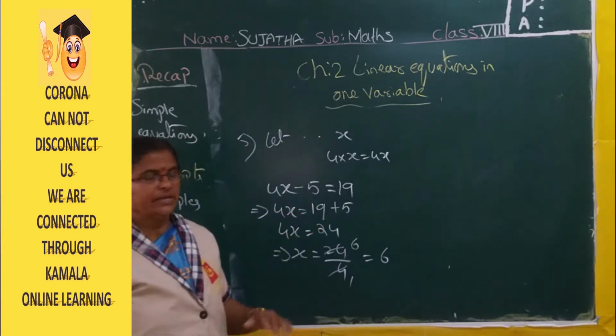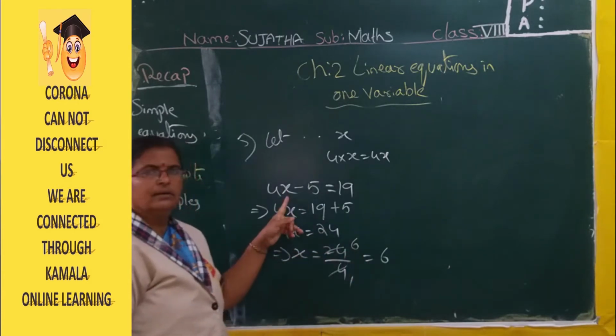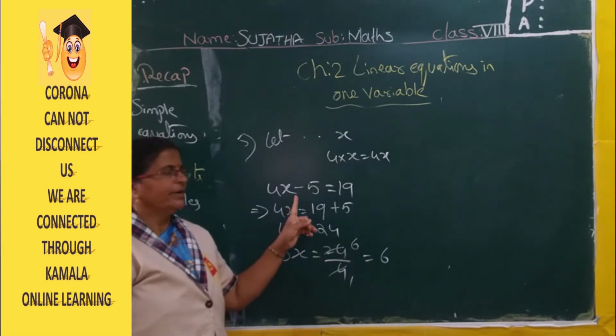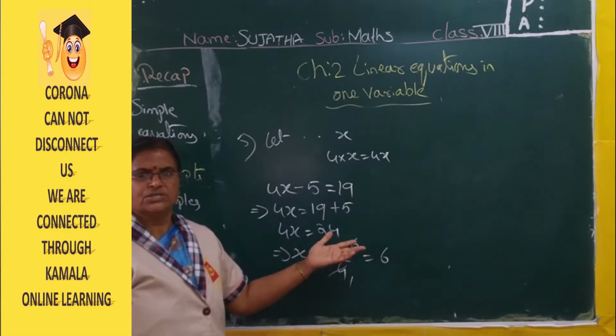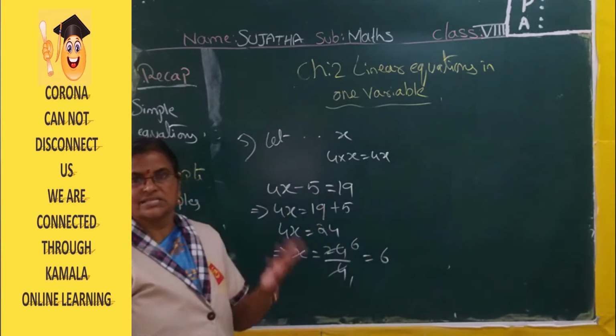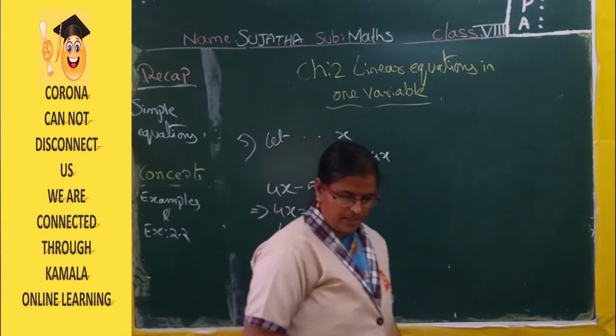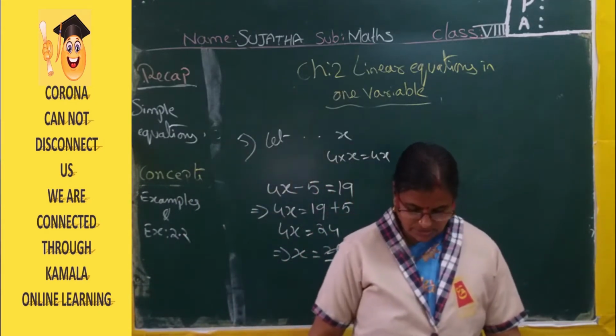Now if you want to check, substitute the x value here. 4 sixes are 24, 24 minus 5 is 19. 19 is equal to 19. Understood? Reduced means minus, exceeds means plus. Okay? Understood now that one?